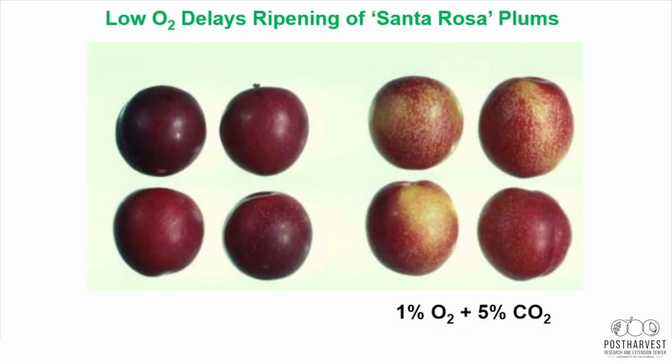Low oxygen delays ripening of Santa Rosa plums. You see Santa Rosa plums stored for 5 weeks at 10 degrees in air, or 1% oxygen plus 5% CO2. You see how more apparent the purple color on the air stored plums is.